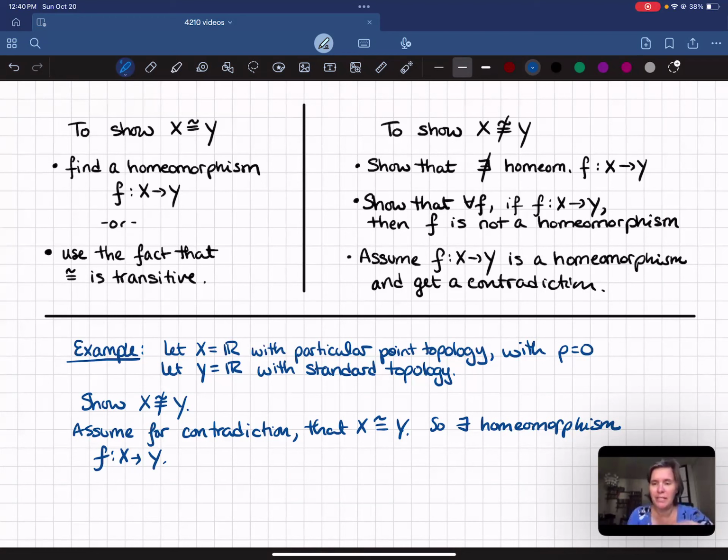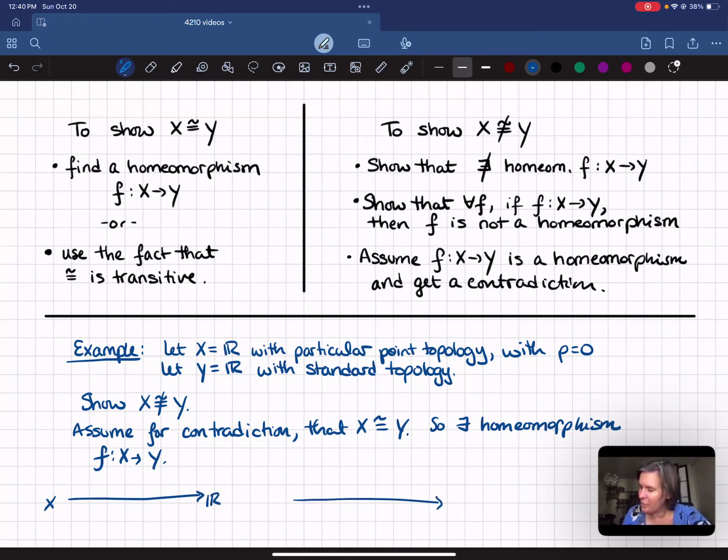But still, I need to find a specific counterexample. So I think maybe I want to really focus on the number 0 because that's a special point for the particular point topology. And I know that, whatever X looks like, I mean, I know what X looks like, it's the reals, but its topology is sort of wacky. Okay.